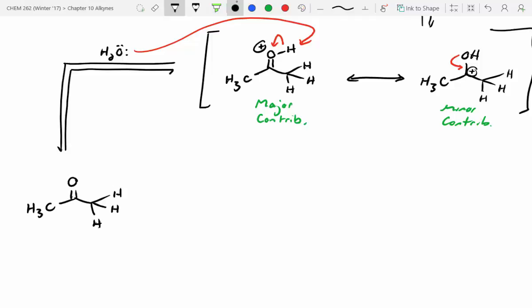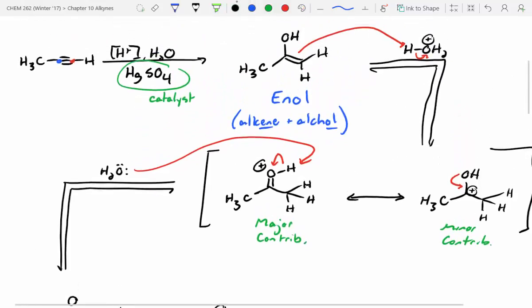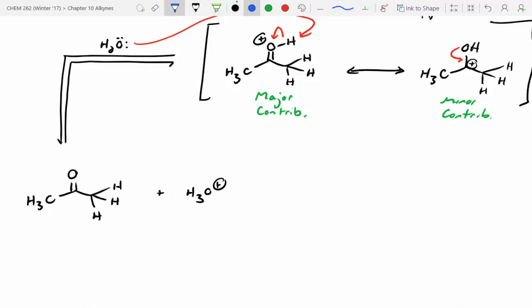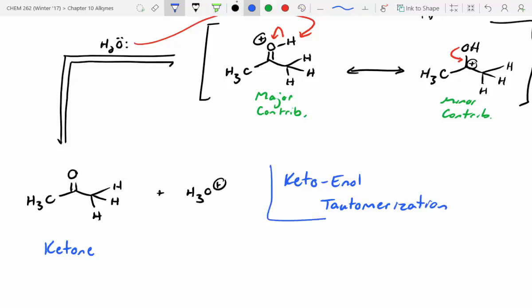What functional group have we made? Ketone. So really this reaction goes from an enol, that alkene with the alcohol, all the way to a ketone. This is referred to as a keto-enol tautomerization. So then the question is, what does tautomerization mean?